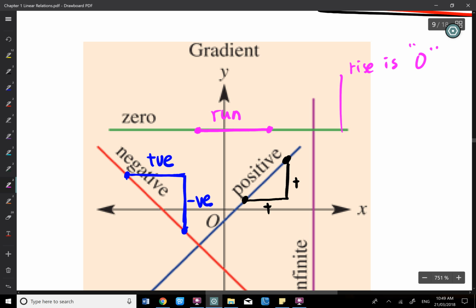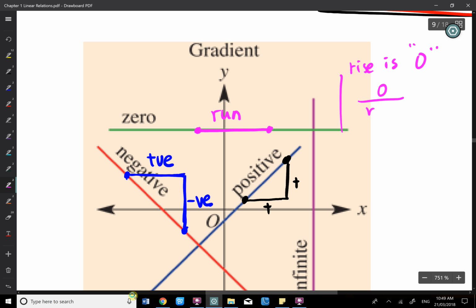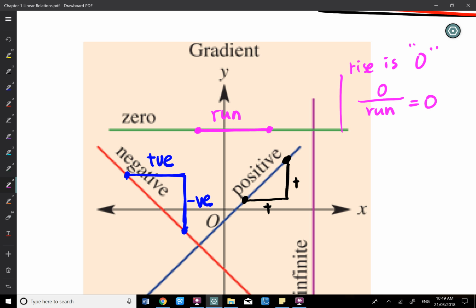You can have whatever run you want. You can have 2 points here, 2 points really close, but it doesn't matter which 2 points you take, there's always a rise of 0. There's no change in the height. So we have 0 over run, and you always get 0. That's why the gradient for a horizontal line will be 0. Whatever run I have, it doesn't matter. 0 divided by anything, you will have 0.